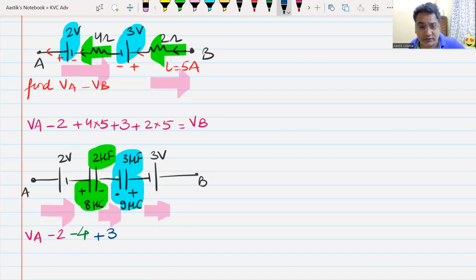Do we understand this or bye bye? Understood, sir. Then I move across the battery. Rise or drop? Rise, sir. How much rise? 3 volts. That should be equal to VB. From here you can calculate VA minus VB and you end up with the answer. And the answer is 0.